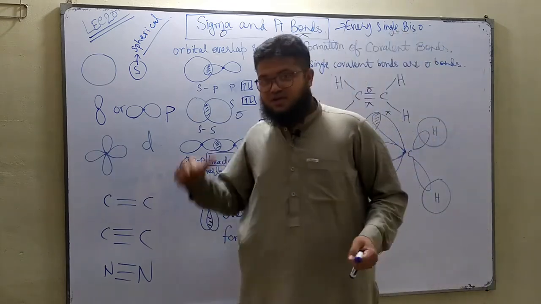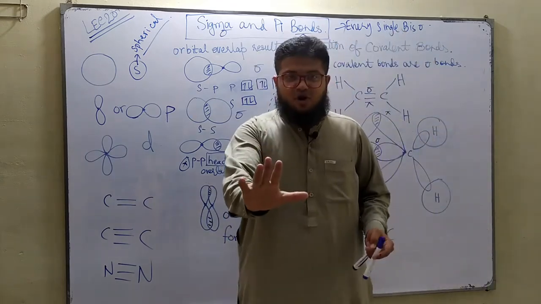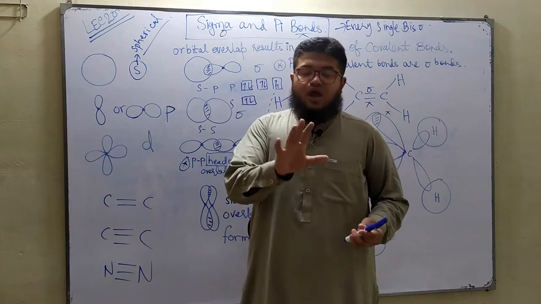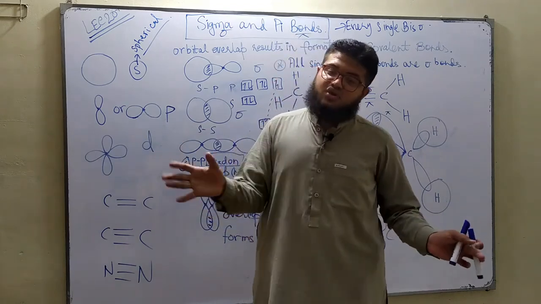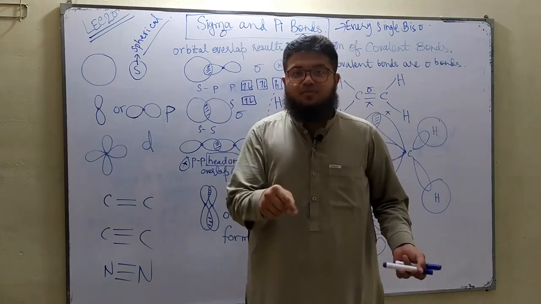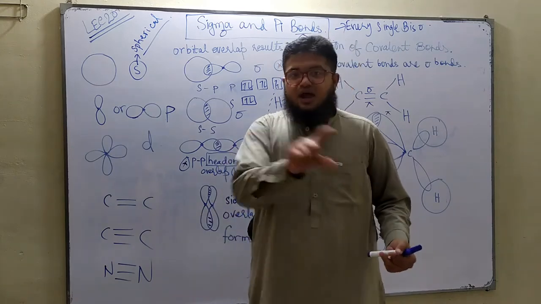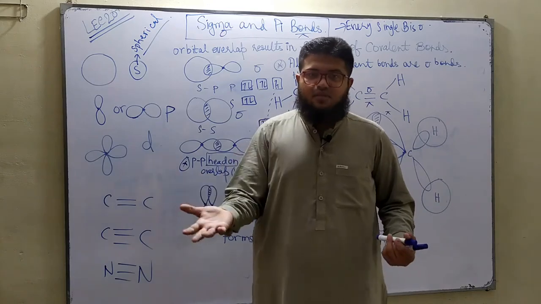So let's summarize what we've learned so far. How is a sigma bond made? What type of bonds are sigma bonds? All single covalent bonds are sigma bonds. For example, hydrogen single bond, sigma bond. HCl, hydrogen chlorine single bond, is a sigma bond, and so on.